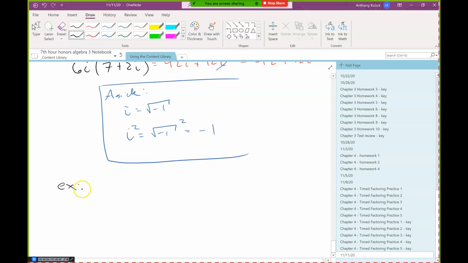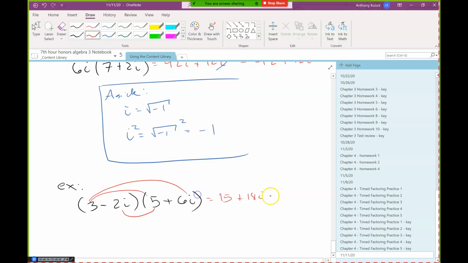More multiplication example. What if I have something like 3 minus 2i times 5 plus 6i? What do you think I should do here? FOIL. Yeah, exactly as you'd expect, right? So I get 15 plus 18i minus 10i minus 12i squared.